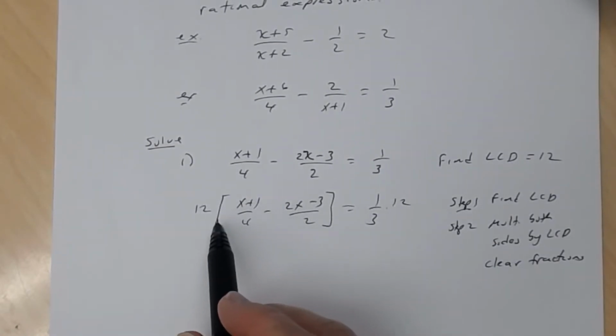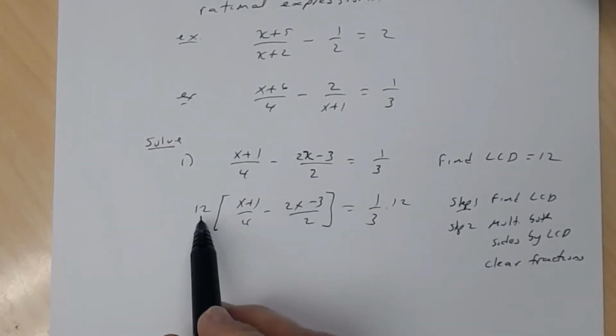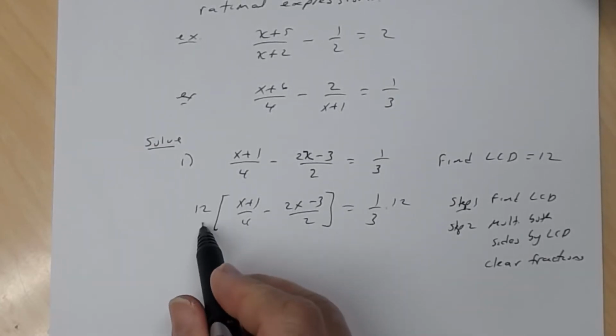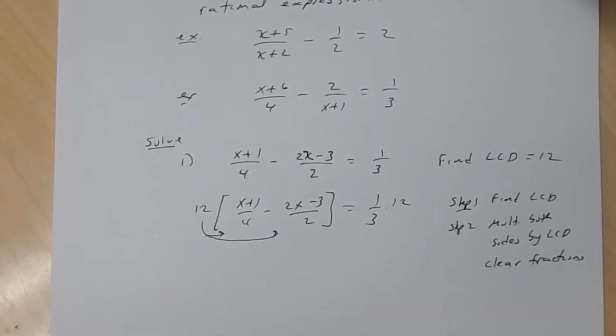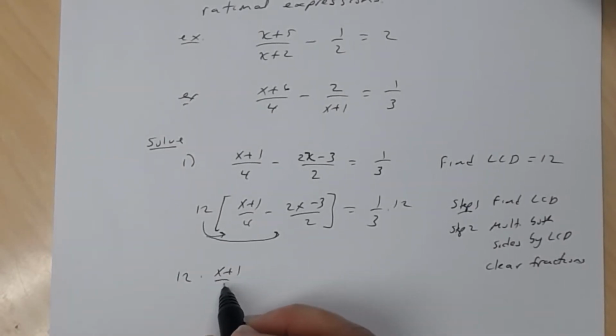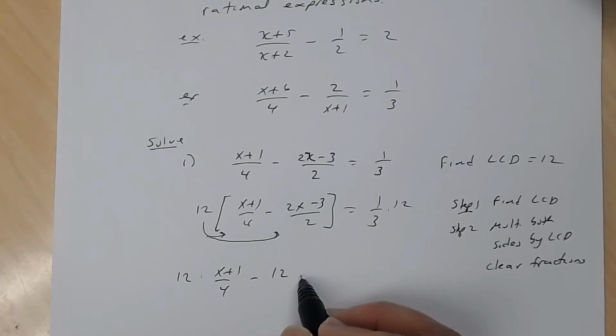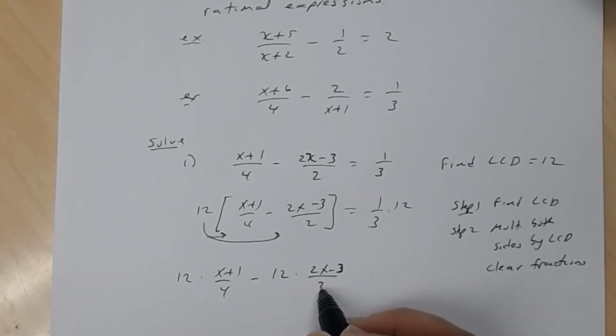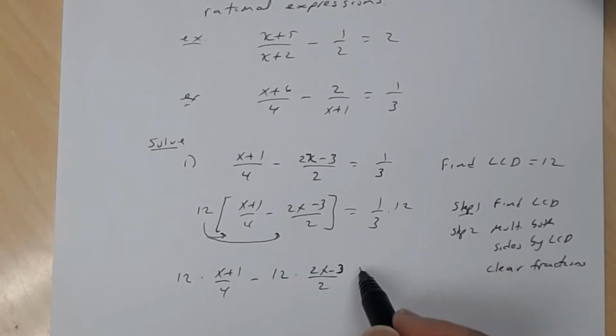Now, once you multiply both sides by the LCD, the next step is to get rid of these brackets. So I'm going to distribute. I'm going to get 12 times x plus 1 divided by 4 minus 12 times 2x minus 3 divided by 2, equal, and I'm going to leave this as 1/3 times 12 for right now.